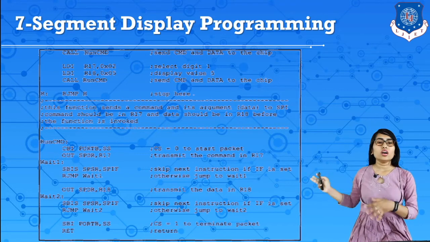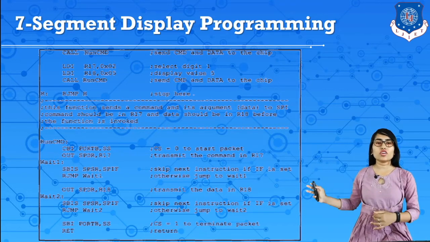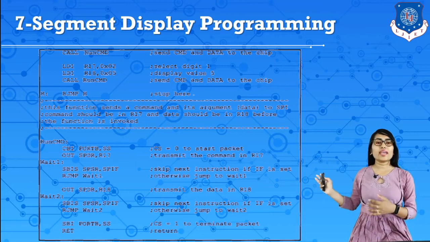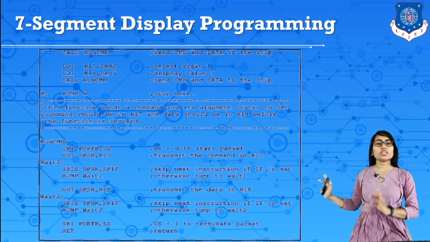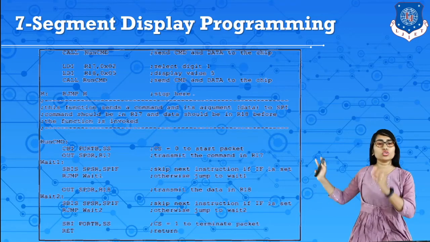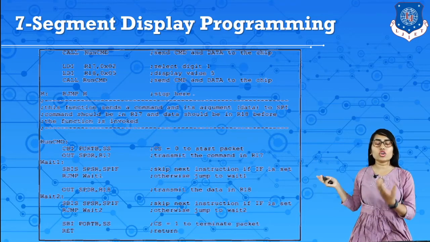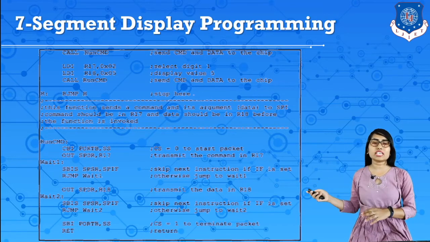So here we have a function. This function sends a command and its data to SPI, and the command should be in R17 and the data should be in R20 before the function is invoked. So this is for calling of functions and then sending data to the 7 segment LEDs.